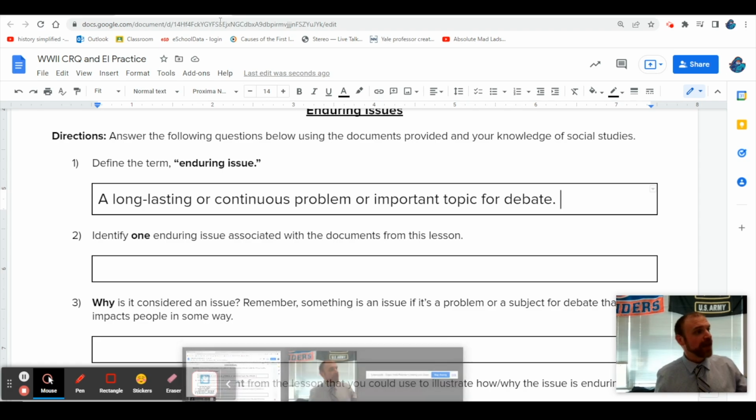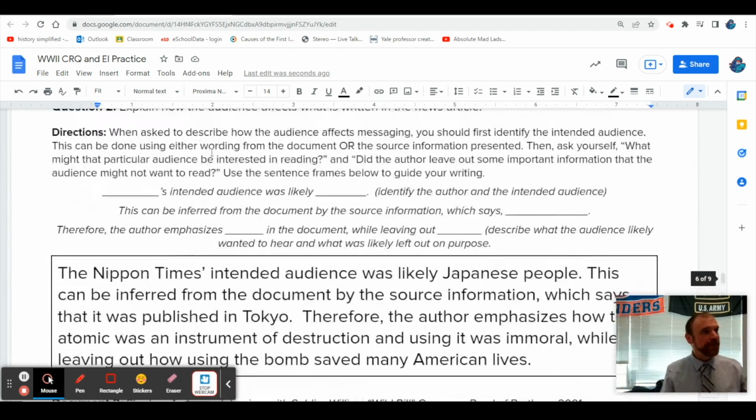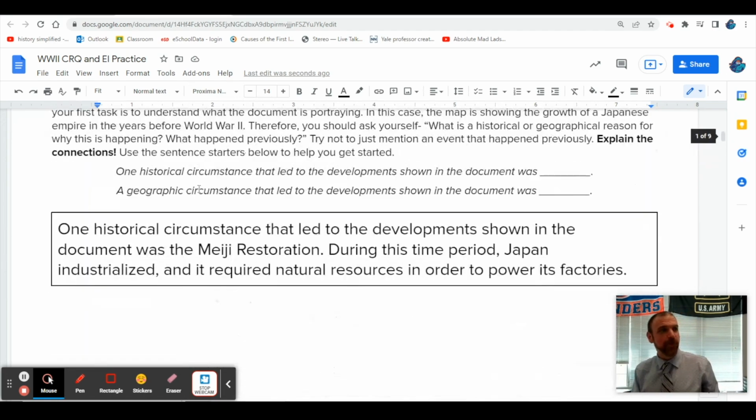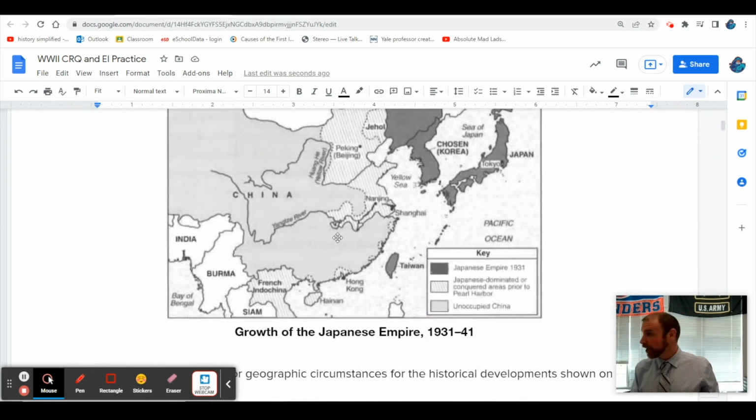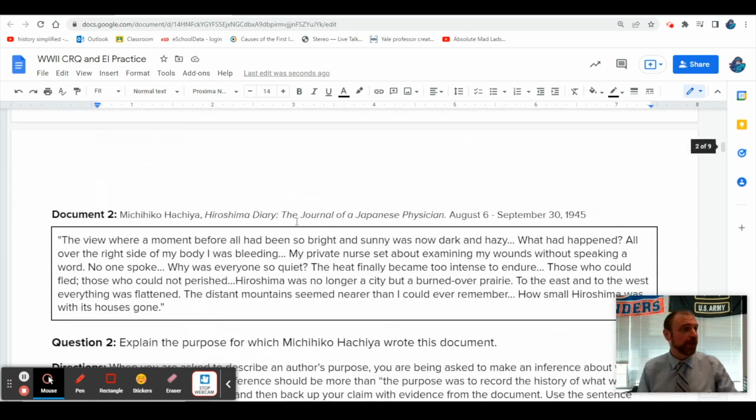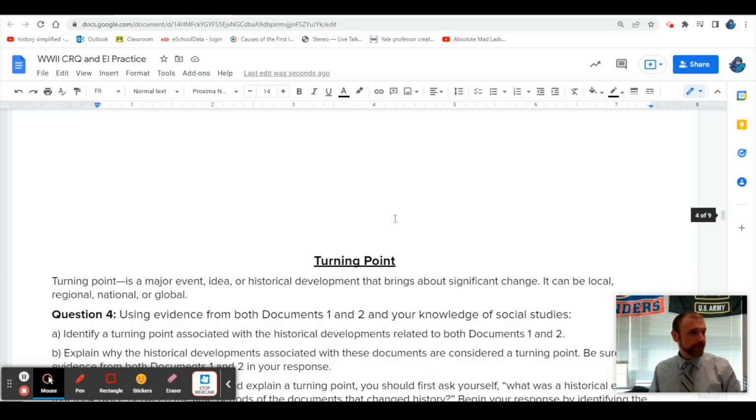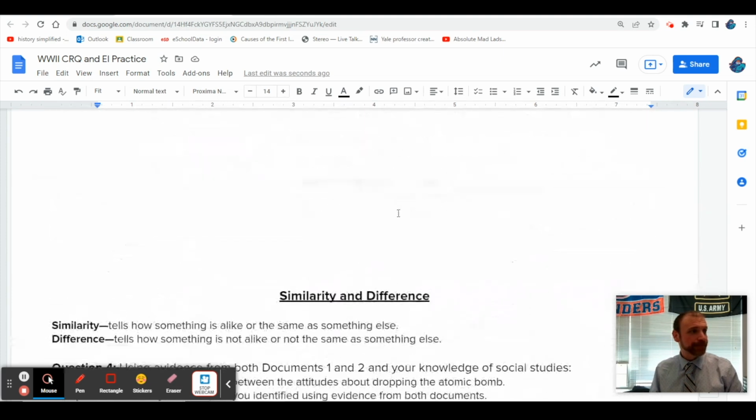So when you're looking at these documents, can you find for me one example of an enduring issue in these documents? Right, we had the one about the Japanese conquering China, parts of China and Korea. We've got the atomic bomb stuff. We've got World War II. Meg? War. Let's put it down.